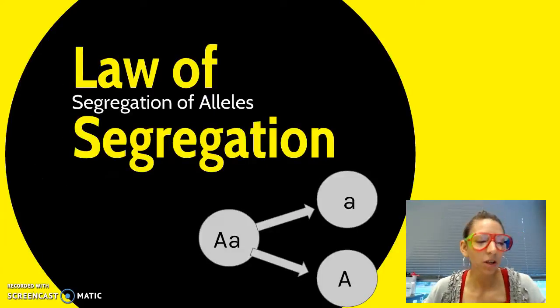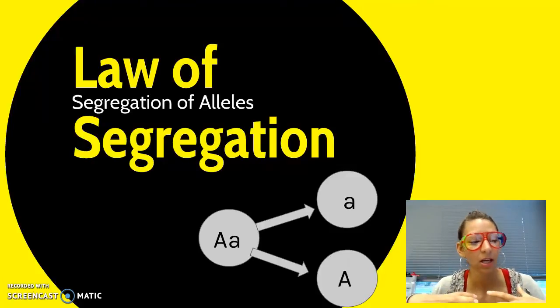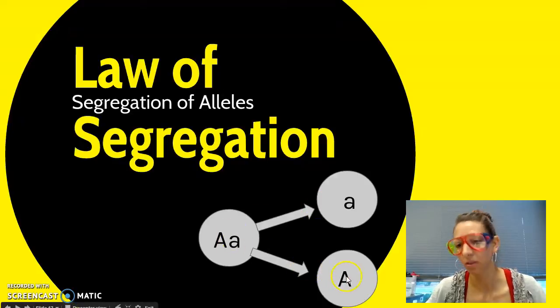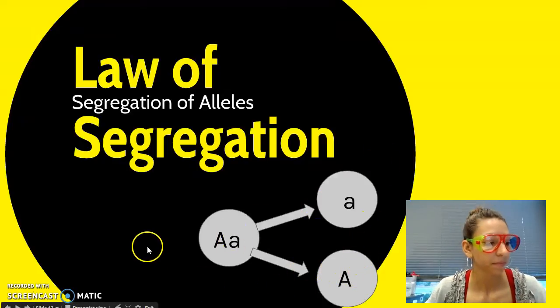During meiosis, each gamete is going to receive one of the organism's two alleles. So each organism will produce an equal number of gametes with each allele. For example, if our genotype was big A, little a, we're going to produce gametes with little a, and gametes with big A, in equal number.